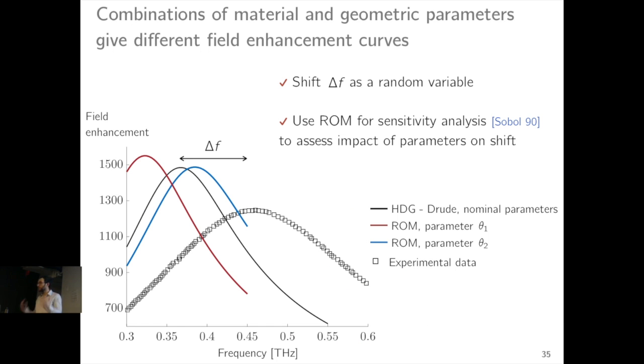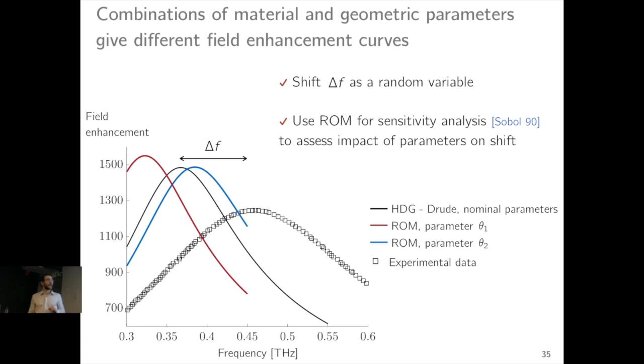Once we have computed this reduced order model, what we can do is, for each new instantiation of these parameters theta, we can compute these frequency versus field enhancement profiles. And obviously, for different values of theta, we're going to have different curves. For instance, the black was the initial one, and I'm showing here a red one and a blue one. And these curves are going to have different shifts with respect to the experimental data. And then if we look at these parameters as if they were random variables, then the shift is also a random variable.